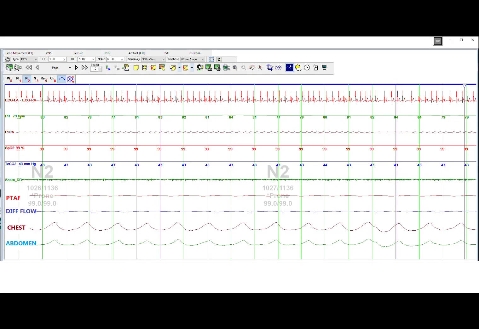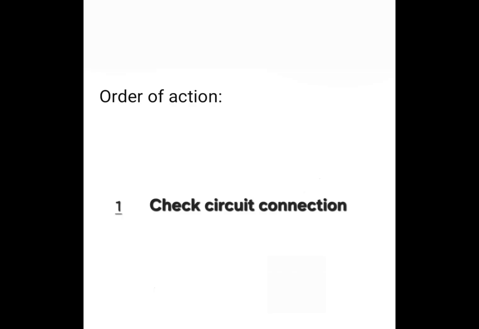Case number 2, PTAF and differential flow discrepancy. In this example, airflow signals are absent. However, unlike the previous case, the patient is not showing signs of distress. The patient remains clinically stable, with normal oxygen saturation and CO2 levels. Flat airflow signals alone do not indicate patient distress. Always correlate signals with the patient's clinical status. Check the circuit connections. This pattern may indicate a disconnection within the circuit, such as corrugated tubing becoming detached from the tracheostomy interface, or the need for patient repositioning.